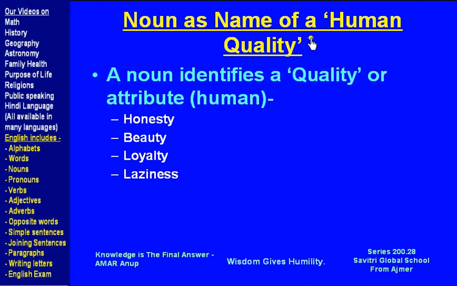Noun as a name of a human quality. How does a noun identify a human quality? Examples are honesty, it's a human quality or attribute. Beauty, loyalty, laziness, they are all human qualities or attributes, and they are all nouns, and there are hundreds of examples of these nouns. Knowing these nouns will help you write better sentences and paragraphs and essays and books.